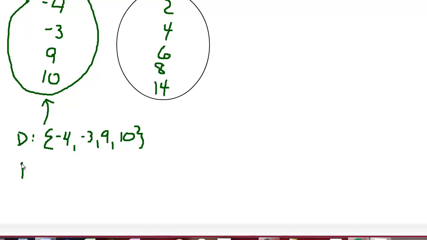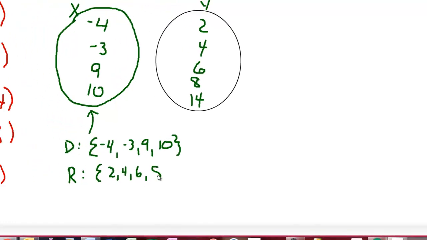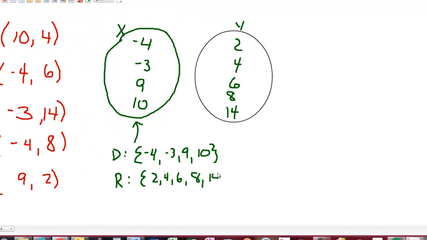The range are my y values, what y can be. And that's the y values, 2, 4, 6, 8, and 14. Okay, so now let's map them here. So let's take an arrow here. We're going to map them.